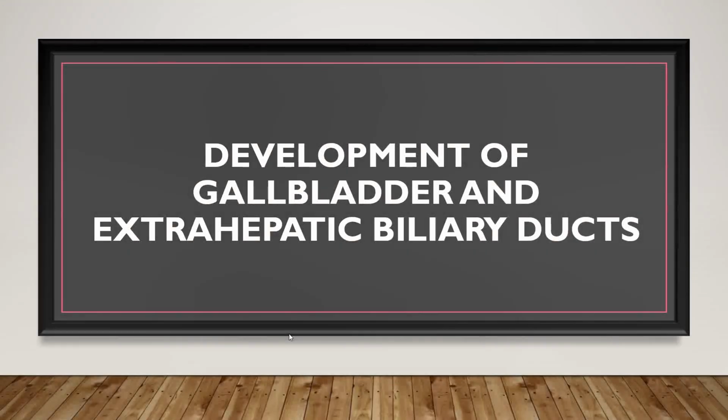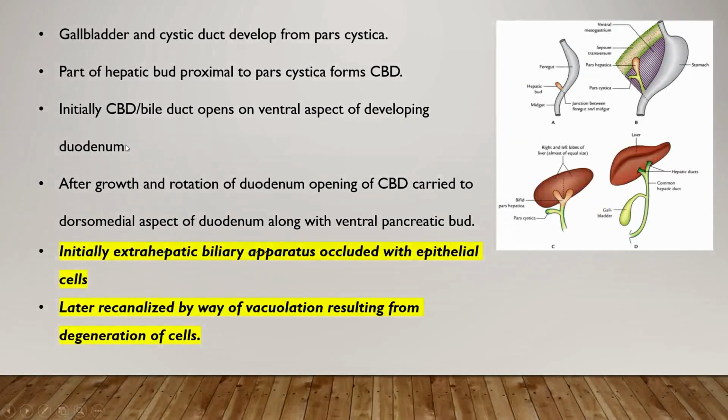Development of the gallbladder and extrahepatic biliary tissue. The gallbladder, as I have already told you, develops from the pars cystica. Pars cystica arises from the hepatic bud. So the part of the hepatic bud proximal to the pars cystica forms the common bile duct, and the pars cystica is going to form the gallbladder and cystic duct, and the pars hepatica is going to form the liver.